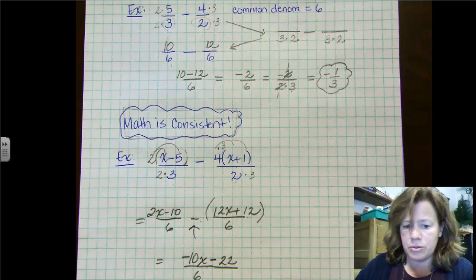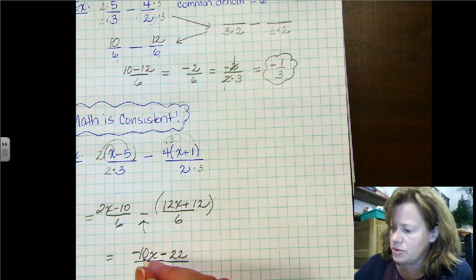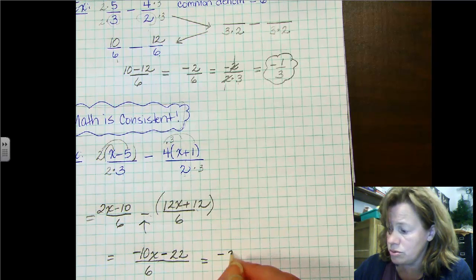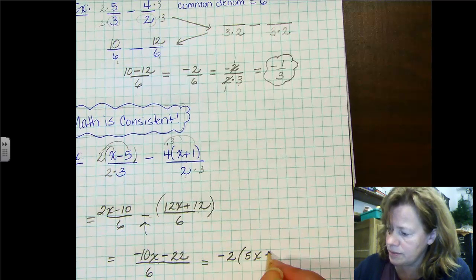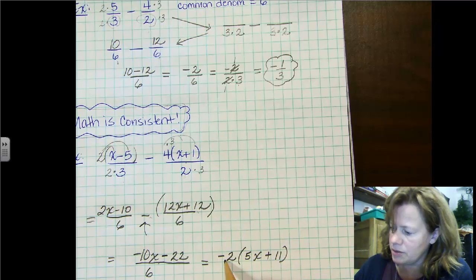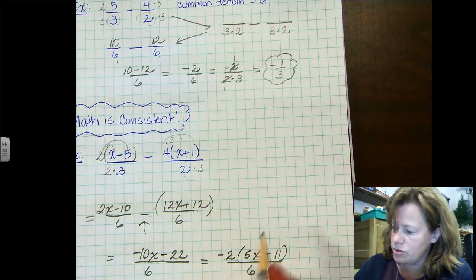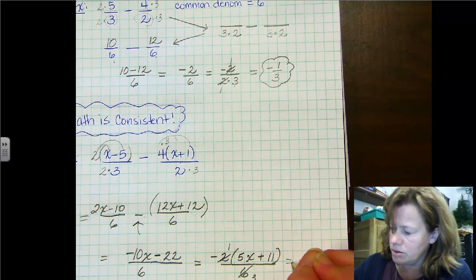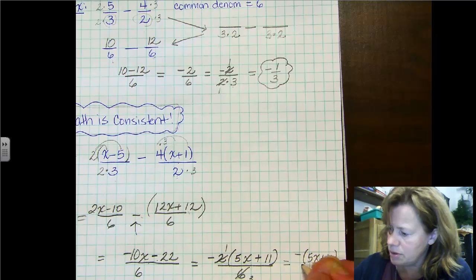Now again, we wonder if we can reduce that. The best way to find out is to factor what you can. With negative 10 and 22, I can take out a common negative 2, and I'd be left with 5x plus 11. A positive times a negative gives me that negative back right there. And that's all over 6. And now 2 divides into 6 3 times. So my final answer would be negative (5x plus 11) all over 3.